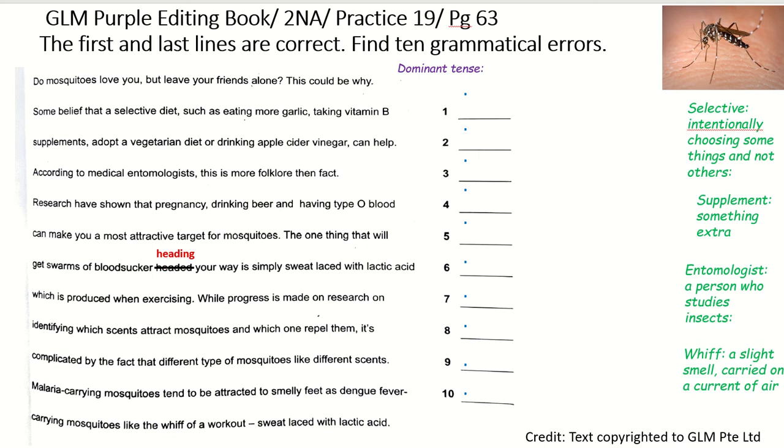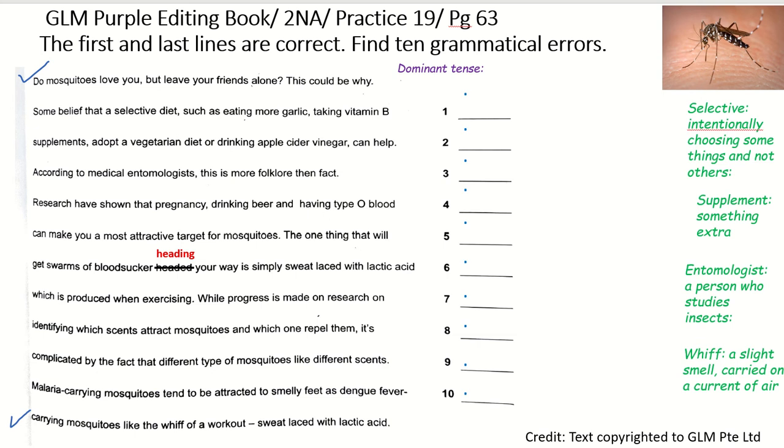Okay, let's continue. The first and the last lines are correct, so let's tick the first and the last line to indicate that they are correct. Find 10 grammatical errors. Next, scan the passage to find out what is the dominant tense.